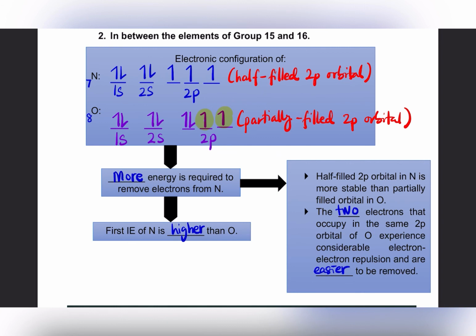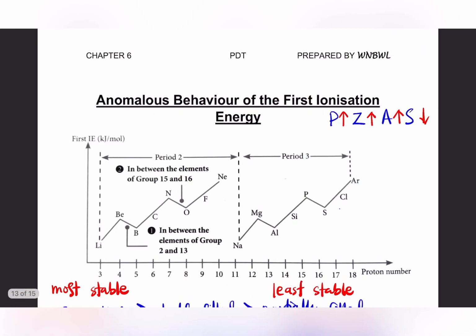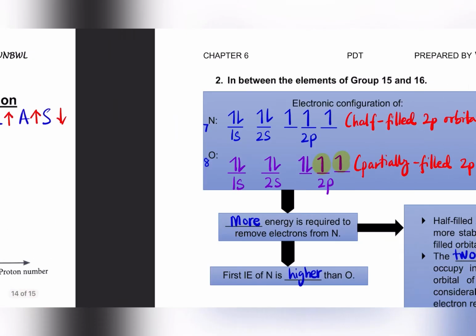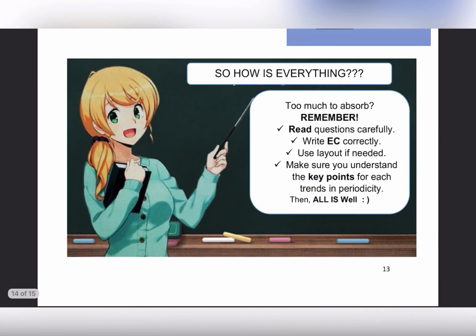Dan sekarang sudah settle about the anomalous behavior for selected elements across period 2. So the same explanation you can write for magnesium and aluminium and also phosphorus and sulfur. I just explained one of the period only. So far, as I mentioned before, this is going to be the last video for our chapter 6.